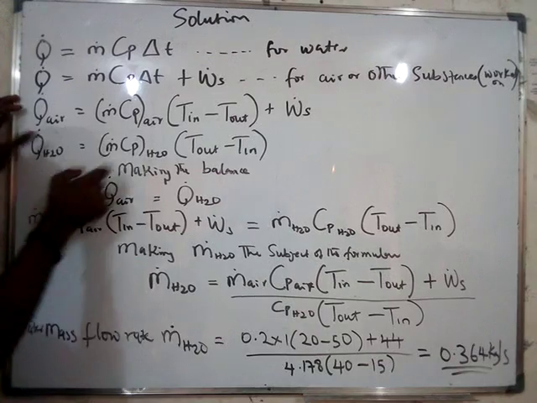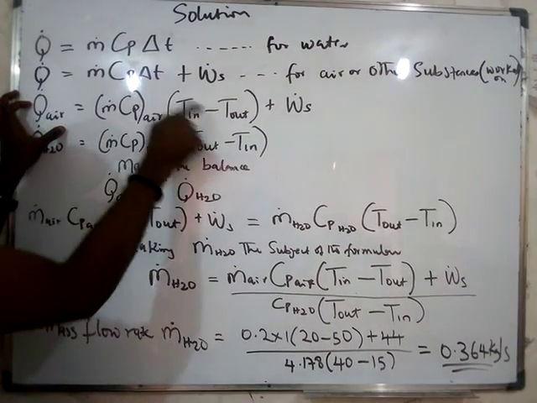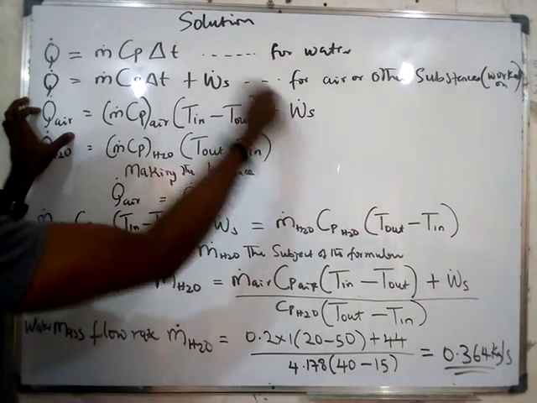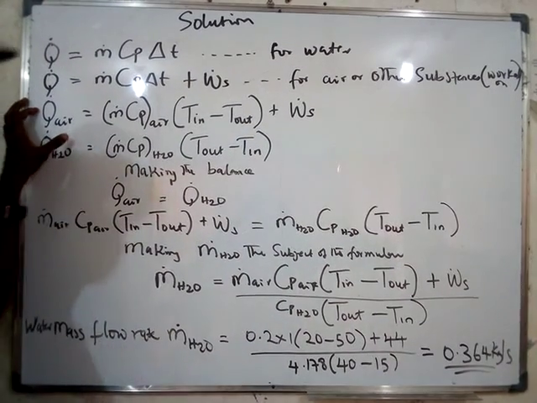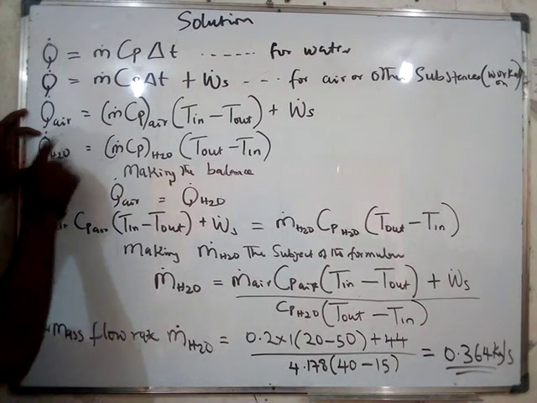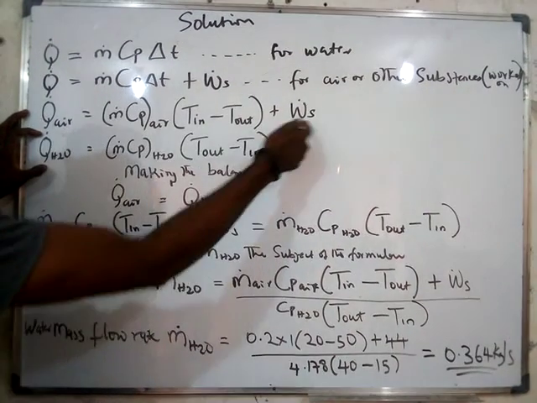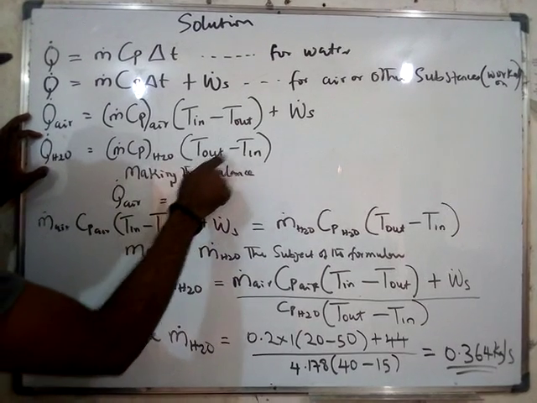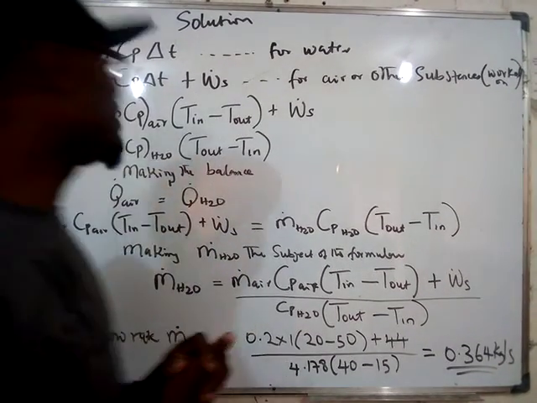So for air, we talk about m Cp of air, then change in temperature is going to be temperature in minus temperature out, plus work done by the compressor. Whereas Q for water is just this, no work done. So it's just m Cp for water, T out minus T in.